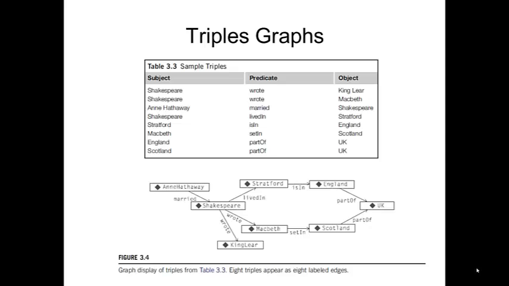So Anne Hathaway married Shakespeare. Shakespeare wrote King Lear. He also wrote Macbeth. He lived in Stratford. Stratford is in England. Macbeth is set in Scotland, and they're both parts of the United Kingdom. Okay, so we've got a basic knowledge graph there.